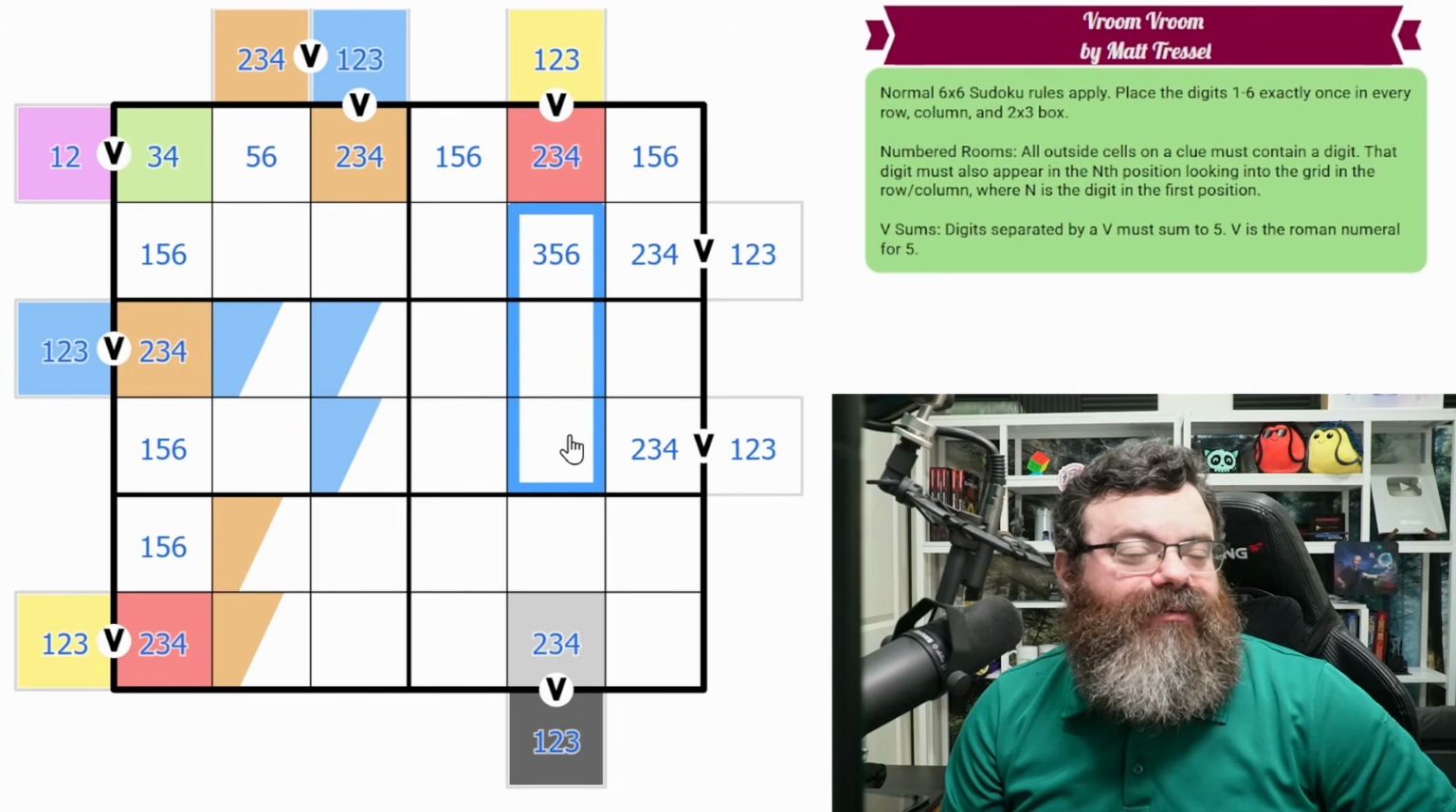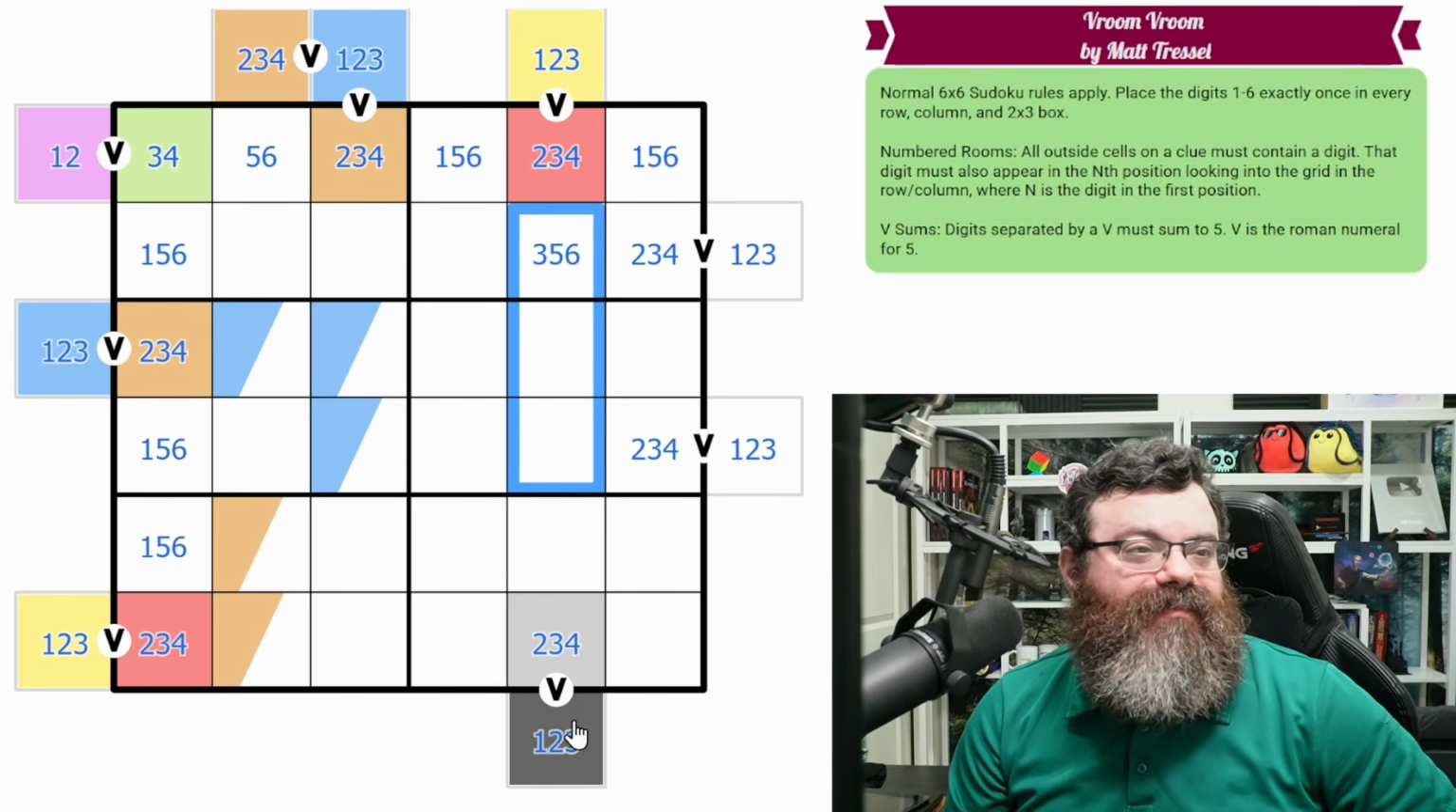Was that always going to be true of opposing V's? That we end up with a 1, 2, 3, 4 across opposing V's? I think maybe. Yeah, opposing V's are always going to end up being all of 1, 2, 3, 4 coverage.